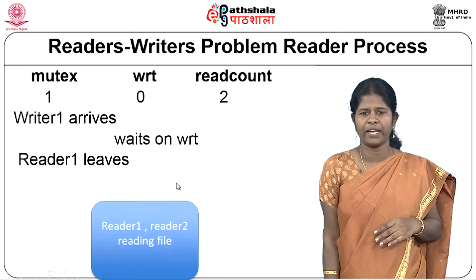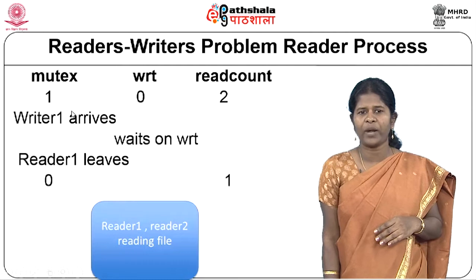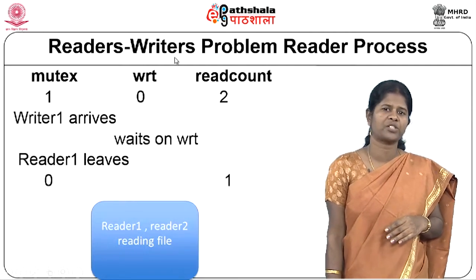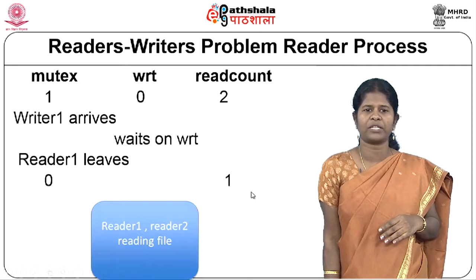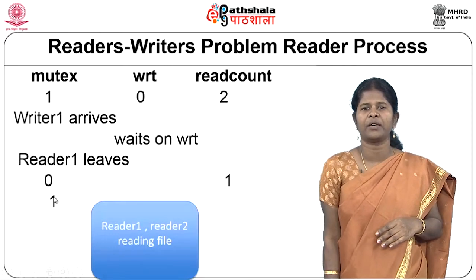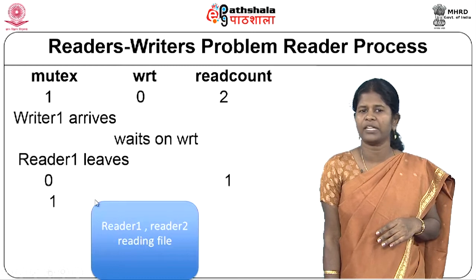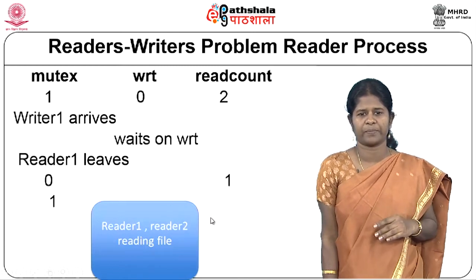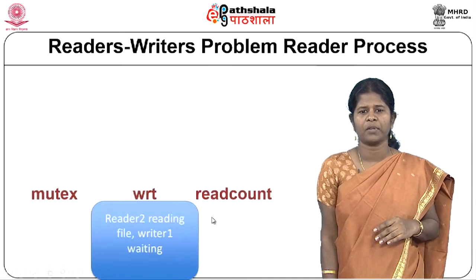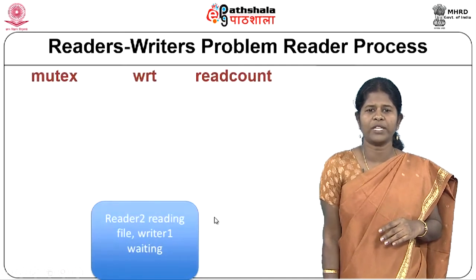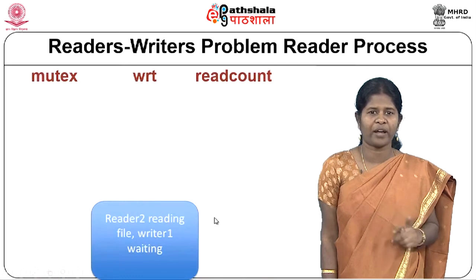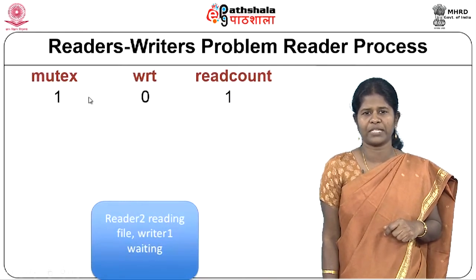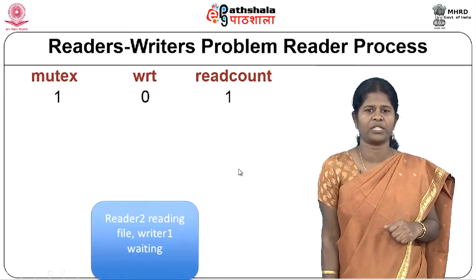Now, say reader 1 leaves. When reader 1 leaves, it will change the value of mutex to 0 because it has to decrement the read count, and it decrements the read count. After decrementing, it will change mutex to 1. It is not the last reader, read count is not equal to 0, so it just leaves. So, reader 2 is now reading the file, and there is one writer, writer 1, who is still waiting, and the value of mutex is 1, WRT is 0, read count is 1.